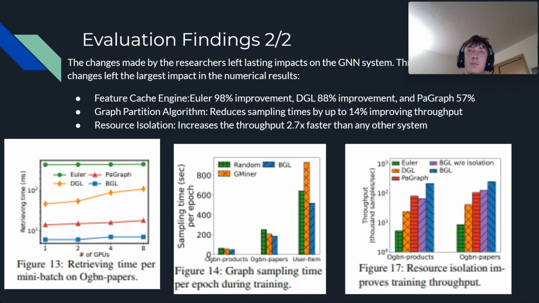The final improvement made by the authors was their resource isolation mechanism. As you can see in figure 17 here on the bottom right, BGL is able to achieve the highest throughput when compared to Euler, DGL, and PA-Graph. BGL is able to achieve throughput that is 2.7 times faster than any other system.